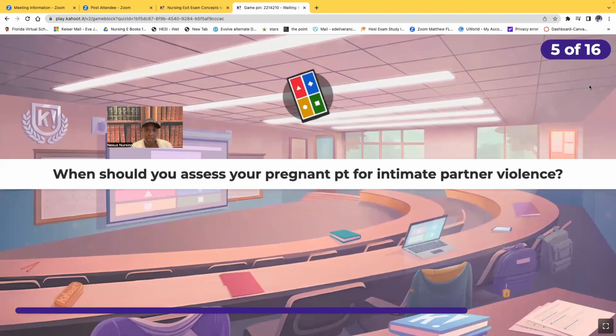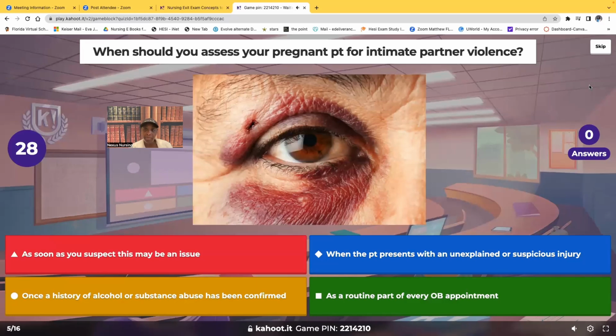When should you assess your pregnant patient for intimate partner violence? As soon as you suspect this may be an issue, when the patient presents with an unexplained or serious injury, once a history of alcohol or substance abuse has been confirmed, or as a routine part of every OB appointment.